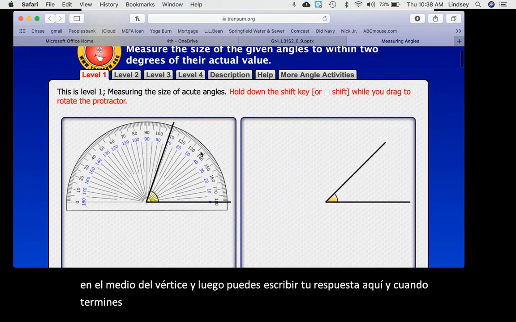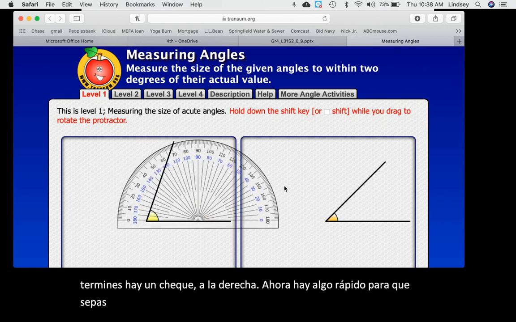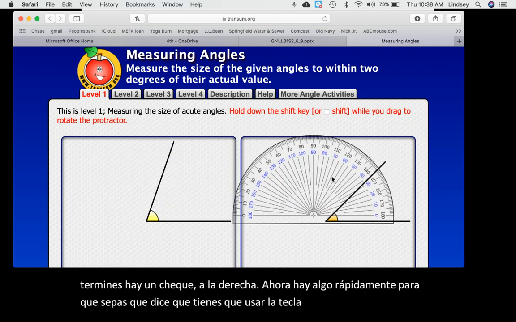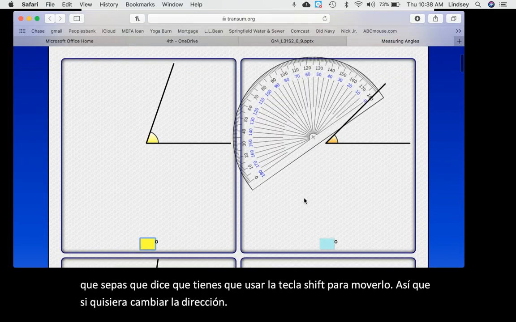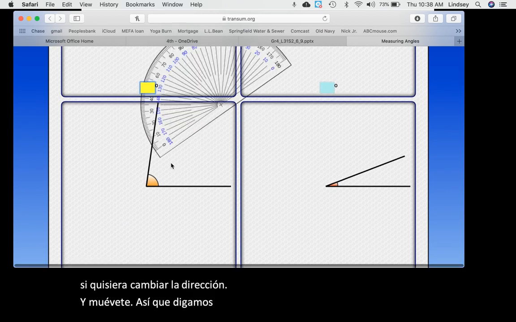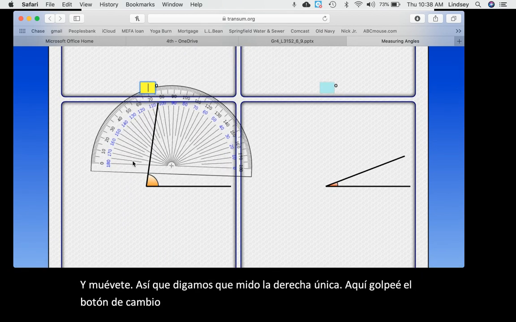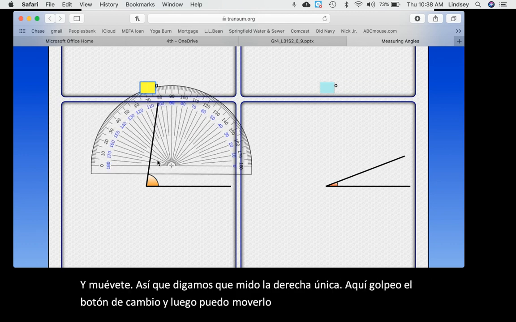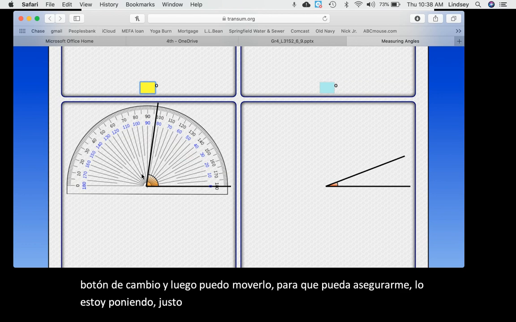Now, something quickly for you to know: it says that you have to use the shift key to move it. So if I wanted to change the direction and move it around, so let's say I'm measuring this angle right here, I hit the shift button and then I can move it so that I can make sure I'm putting it right at my vertex, lining it right up there.